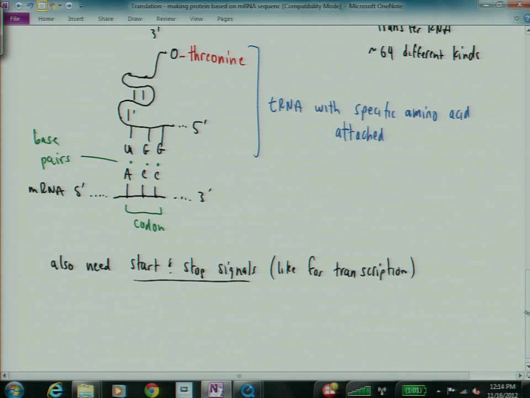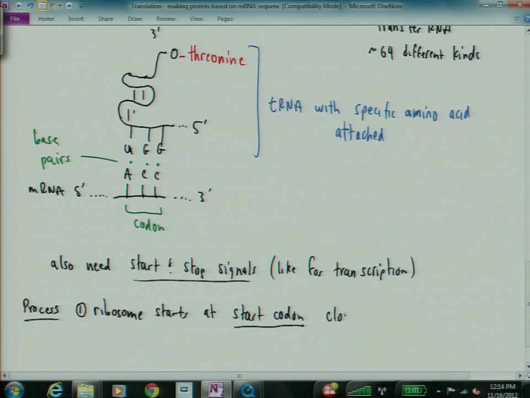Number one, the ribosome starts at the start codon. We'll talk about what that is in a second. Start closest to the 5' end of the mRNA. So the mRNA is read 5' to 3'. The ribosome grabs on the 5' end and rolls along until it sees the first start codon. We'll talk about that in just a sec.